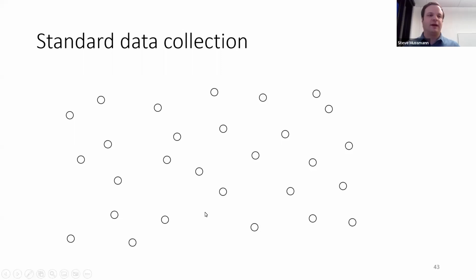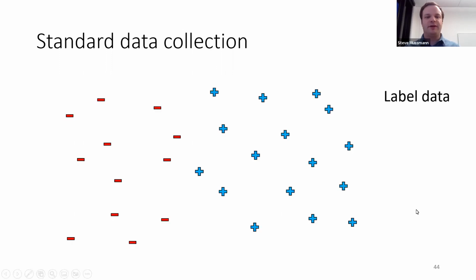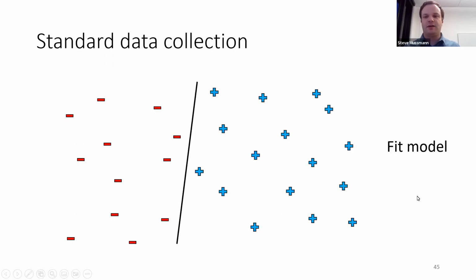Well, what is uncertainty sampling? In standard data collection, we have unlabeled points, we label the data, and then we fit a model. And this is great, but we might be able to do better.